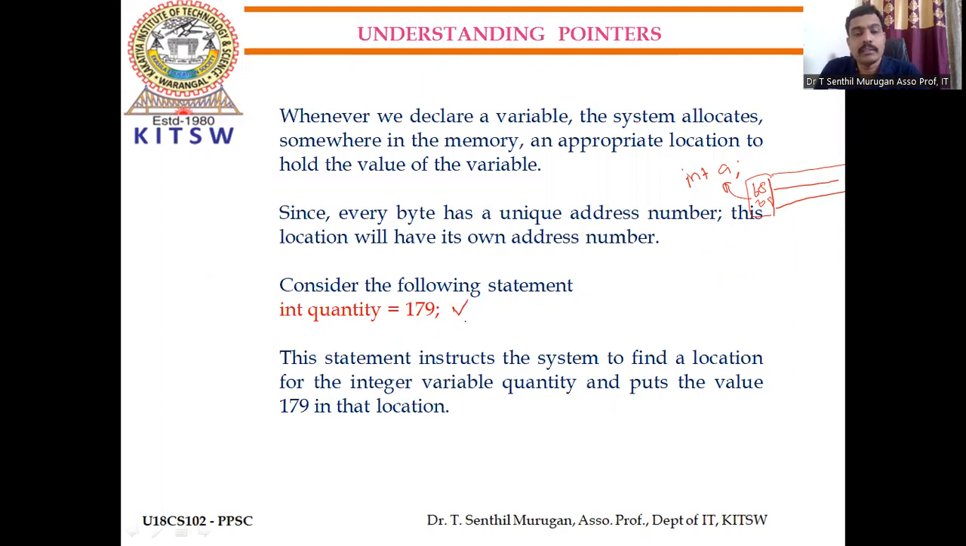For example, int quantity equal to 179. So I declared one variable, quantity, and I assigned the value 179 to it. So what will happen? Immediately the memory will be created. This memory location is representing quantity, and its value is 179. It also has some address. Some address is there. So this is considered ampersand quantity. This address is considered the ampersand quantity. The address of that variable we can use.